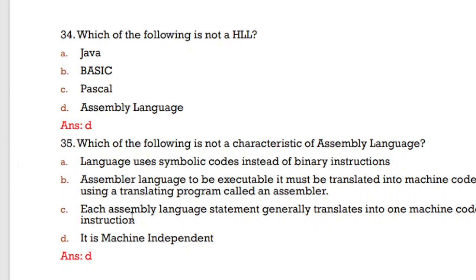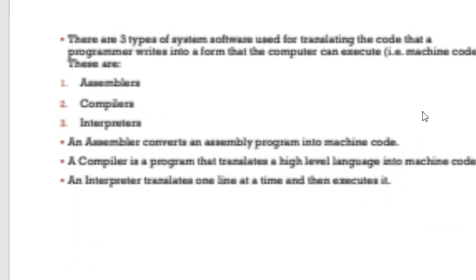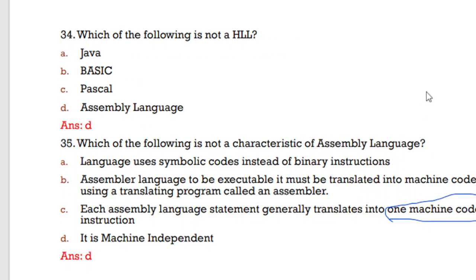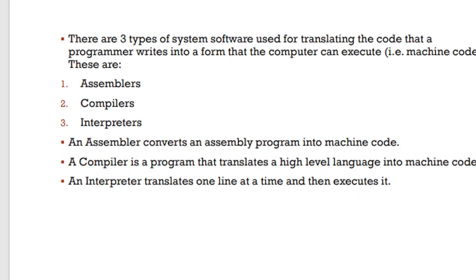Now coming to this option, each assembly language statement generally translates into one machine code instruction. Yes, assembly language instructions are converted to only one machine code instruction. These are very important points. But high level language instructions are not converted into only one machine code instruction. Multiple machine code instructions are generated when we try to execute the high level languages.